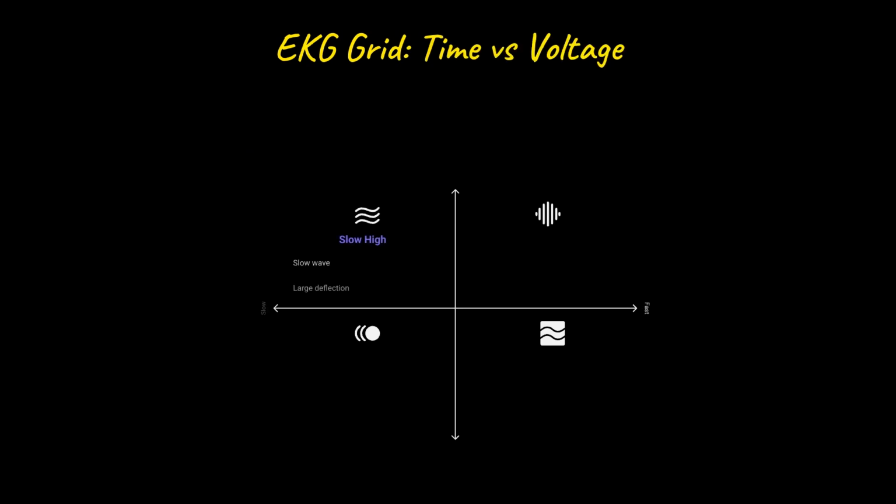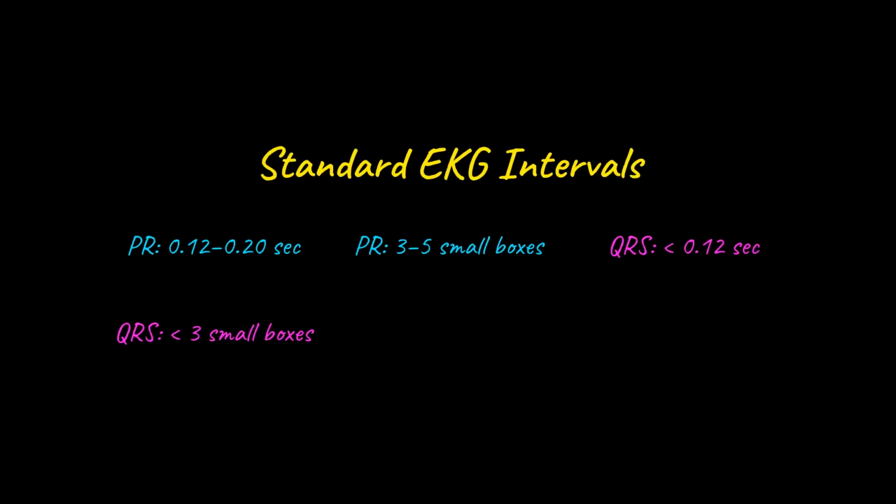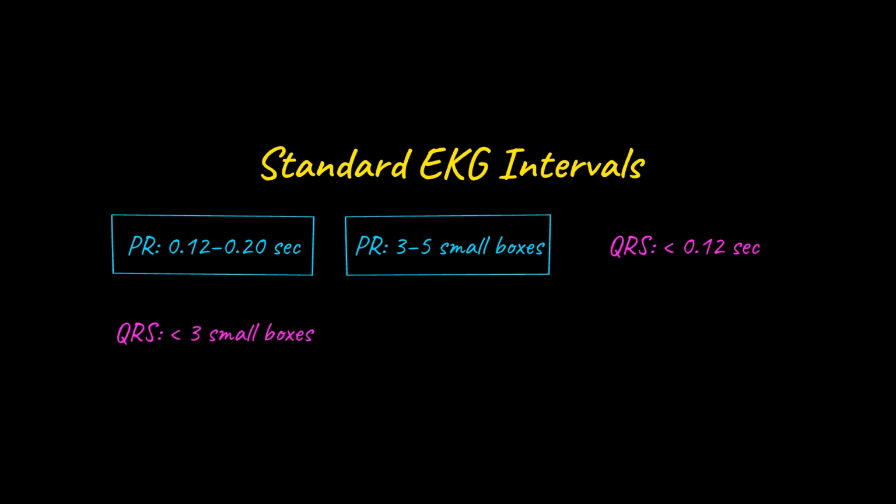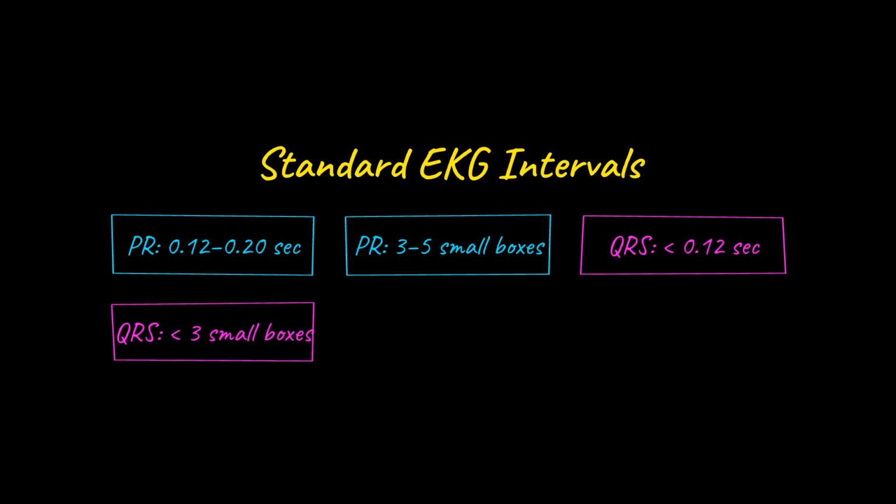It is critical to keep the two axes separate. Horizontally, the boxes measure time. Vertically, one small box equals 0.1 millivolt and one large box equals 0.5 millivolt. Mixing these two scales is one of the most common exam errors. These calibration values underpin every standard interval measurement. A normal PR interval of 0.12 to 0.20 seconds equals 3 to 5 small boxes. A normal QRS duration under 0.12 seconds equals fewer than 3 small boxes.